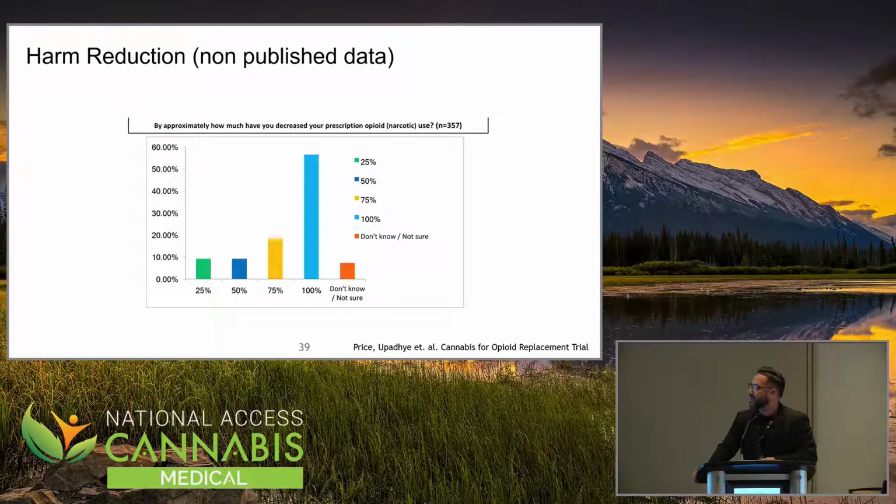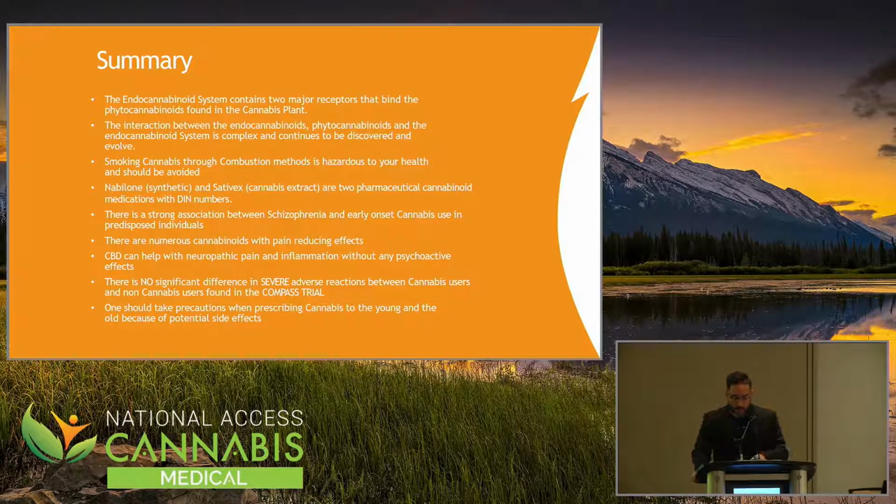Oh, maybe I did put this in here. No, that's old. Okay, so in summary, the endocannabinoid system contains 2 major receptors. We spoke about the endocannabinoid system. It's got 2 receptors and 2 ligands. Then we have phytocannabinoids, the exogenous cannabinoids, and then we have the plant itself. The interactions between the endocannabinoids, the phytocannabinoids and our cells are a complex system, and we're continuously evolving. It's an evolution now. It's no longer a revolution.